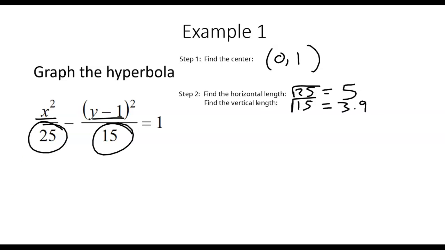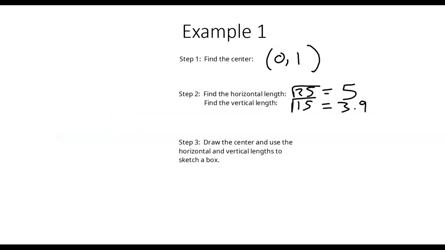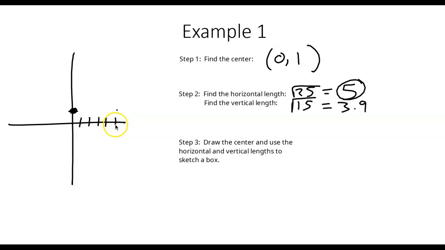All right, step 3. Step 3 is going to be draw the center and then use those horizontal and vertical lengths to sketch a box. So here we go. My center is 0, 1, which will be right there. My horizontal length is 5, so I'm going to go out 5 to the right and put a dot. And I'm going to go out 5 to the left and put another dot in line with the center there. And then for my vertical length, I'm going to go up and down 3.9.